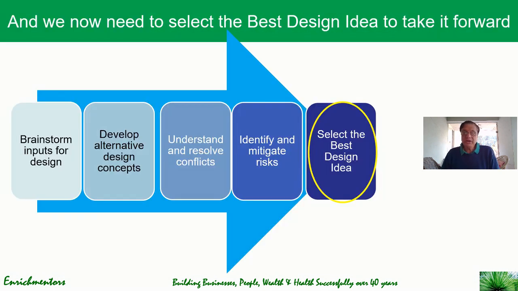So once we have done this identification and mitigation of risk, we now would have maybe a couple of design ideas that we can look at. It could be completely new design ideas, could be one design idea with 2 different combinations of materials or a process, etc. So you have those ideas available now. So how do you select them and take it forward?